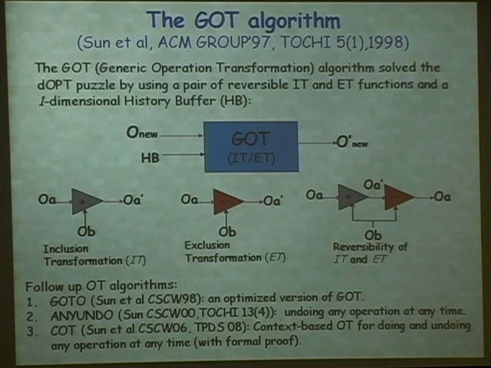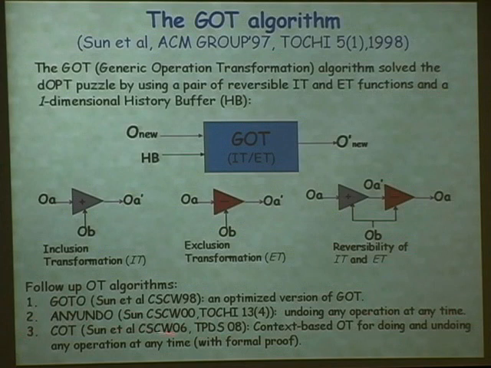The first one was 1998, the GOTO algorithm. It was an optimized version of GOT. And the anyUndo algorithm is to extend the concurrency control to group undo, to support undo of any operation at any time. And this algorithm is integrated with this.